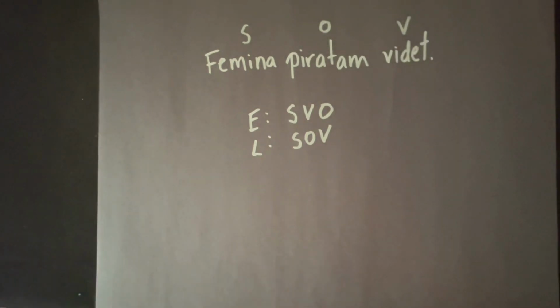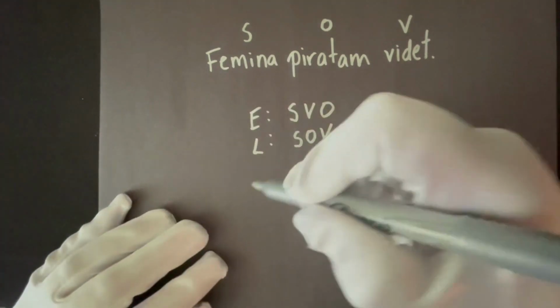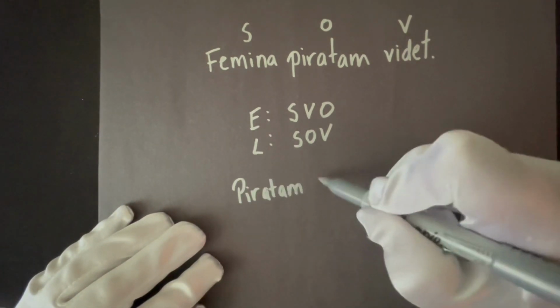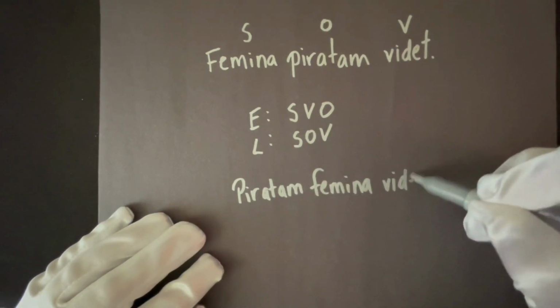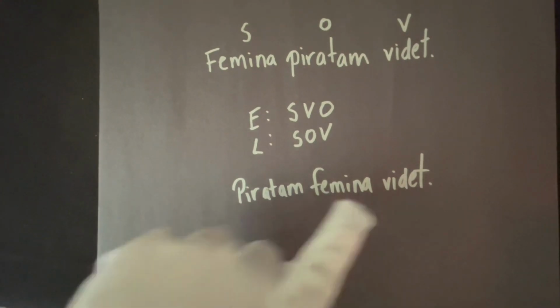The thing with Latin is that we can change this word order and the sentence still means the same thing. The emphasis may be different. The emphasis that the speaker wants to express or the writer wants to express may be different, but the meaning is still the same. The woman sees the pirate. Boom. So even if we change it like this, if we say piratum femina videt, same sentence. Okay, friends? We've still got the woman sees the pirate.